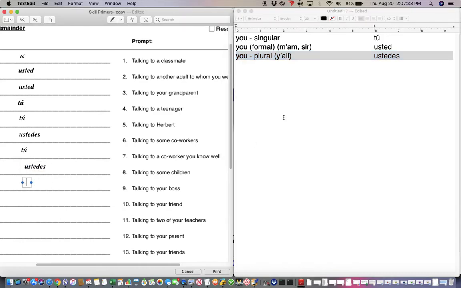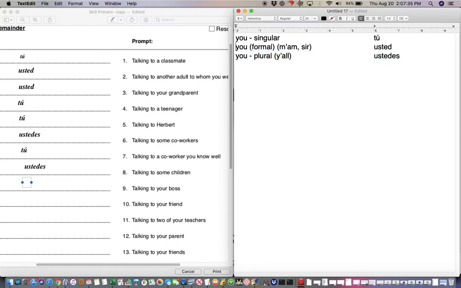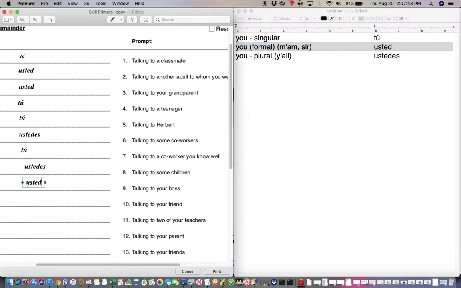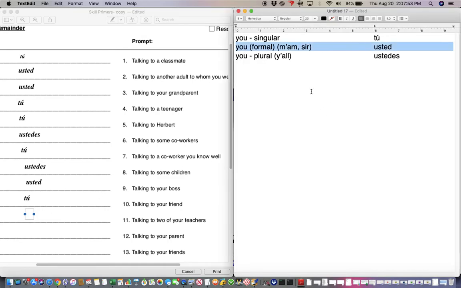Talking to your boss. The man that signs your paycheck is your boss. If you want to keep getting that check, you're going to treat him formally. You're going to say ma'am or sir. So usted. Talking to your friend. No one says ma'am or sir when they talk to their friend. So tú. Talking to 2 of your teachers. This one's plural. So ustedes.